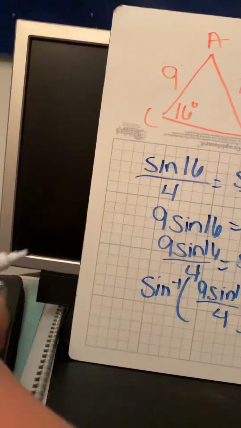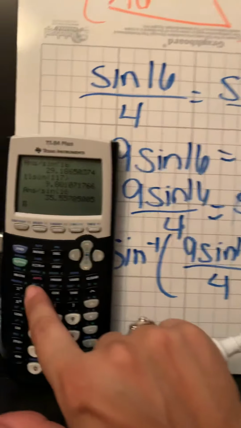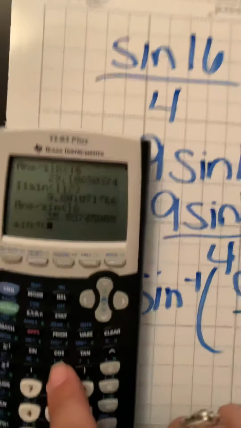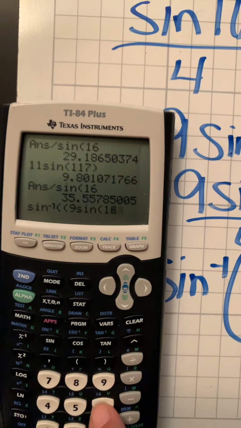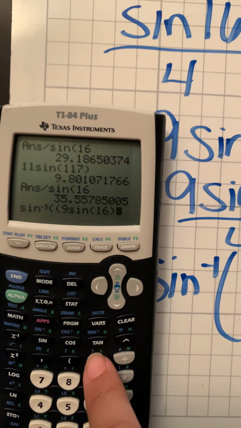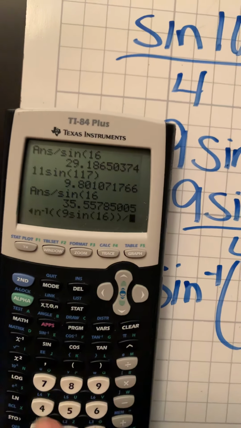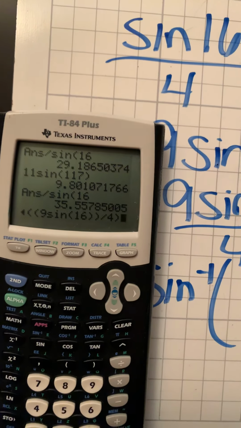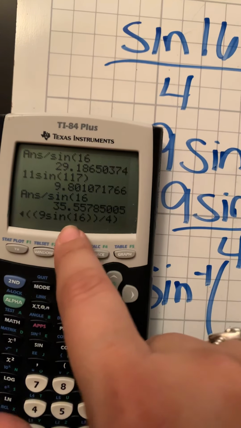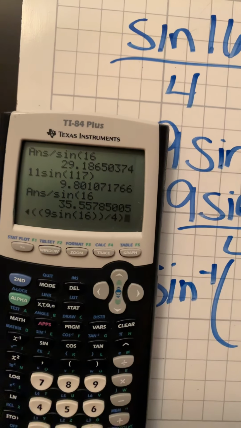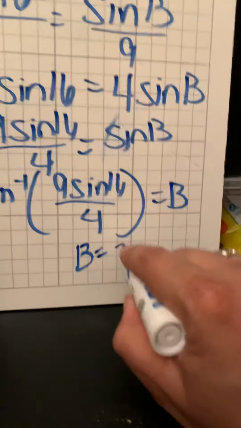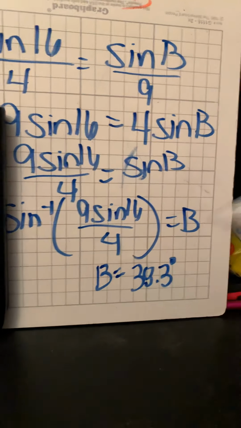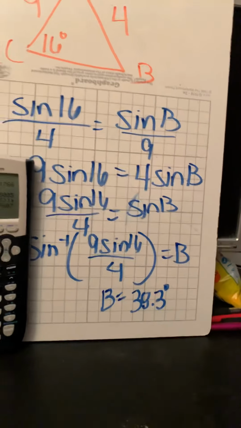So when you're plugging that into your calculator, you go to your sine inverse. I do another set of parentheses right here. So I do 9 sine 16, close those parentheses, close again, divided by 4, and then close that parenthesis. So you're going to have lots of parentheses. Okay, so you end up getting big B is 38.3.